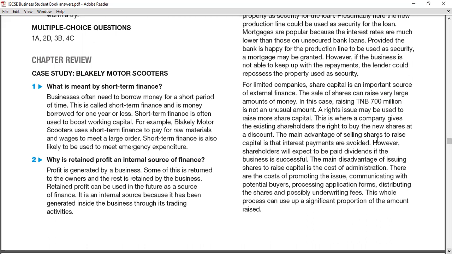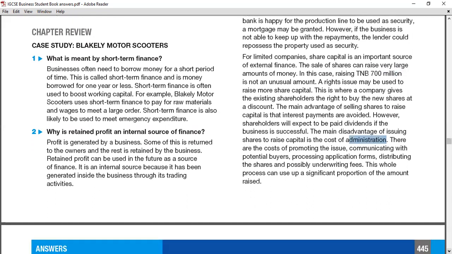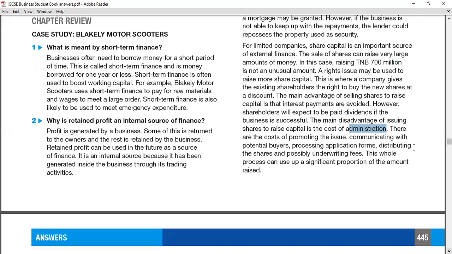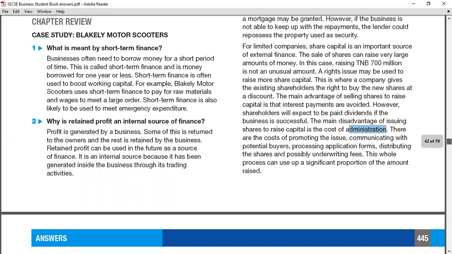Clear? However, look at the bad side of share capital. Shareholders will expect to be paid dividends if the business is successful. The main disadvantage of using shares to raise capital is the cost of administration. High administration cost is there: when you go for share issuance, you pay many charges to the stock market, stockbroker firms, and investment bankers. So many processes, underwriting fees, prospectus. There are costs of promoting the issue and communicating with potential buyers, processing application forms, distributing the shares, and possibly underwriting fees. You can remember, like the PLC company, we talked about the disadvantage of flotation. This whole process can use a significant proportion of the amount raised. That's why out of 700, definitely about 70 million will be used.